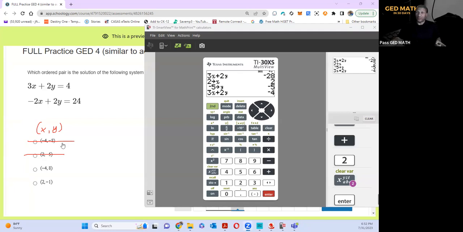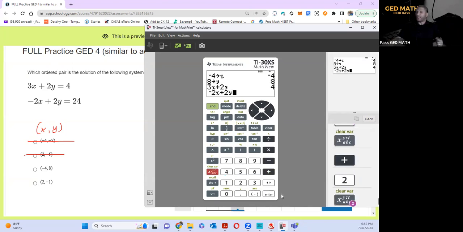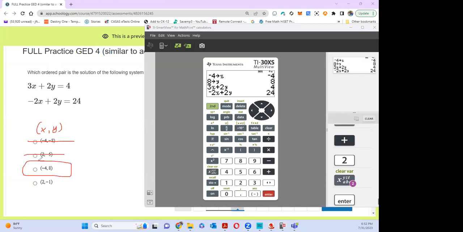X is -4, Y is 8. So -4 is X, 8 is Y. Plug into my first equation, 3x plus 2y. Did I get 4? Yes. So that satisfies my first equation. But what is a system of equations? It must satisfy both equations. So now I'm going to plug in my second one, -2x plus 2y. I need to get 24. Done. That's no canceling, no elimination.